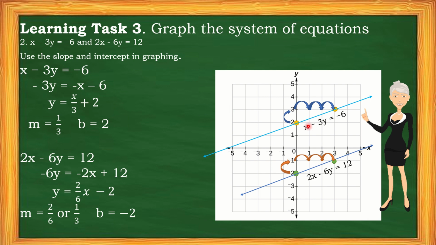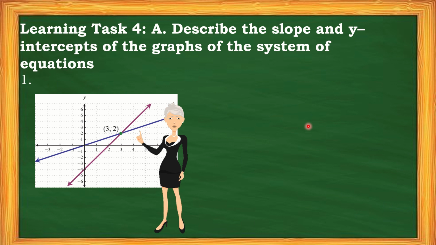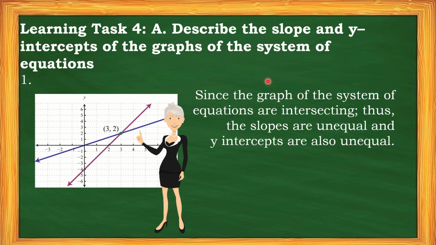For learning task 4, we are going to describe the slope and y-intercepts of the graph of the system of equations. In number 1, as you can notice, we have intersecting lines. So what can you say about the slope and y-intercepts of intersecting lines? Since the graph of the system of equations are intersecting, thus the slopes are unequal and the y-intercepts are also unequal.